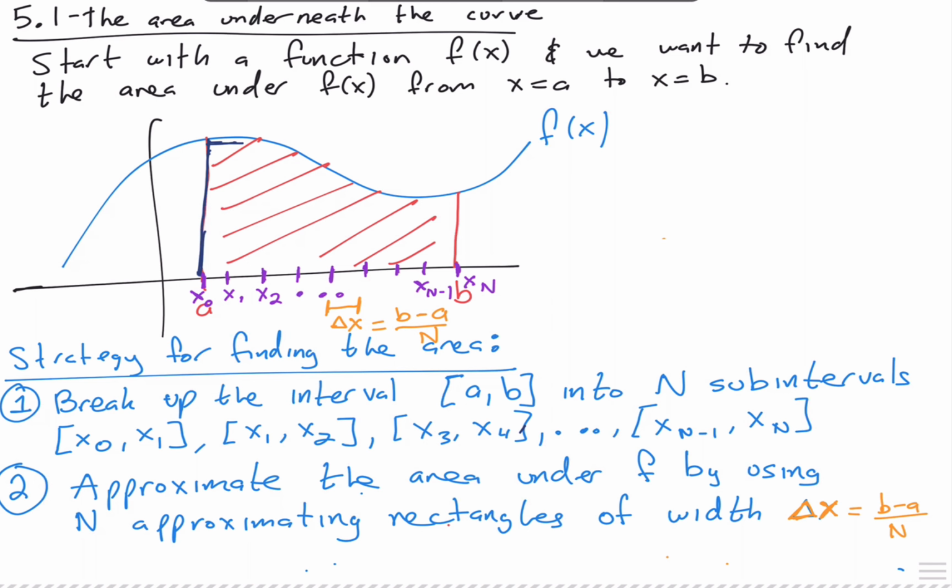Where, see how right here, for example, what's the height of this rectangle? f of x sub 0 in this case, right? Do you guys see that? So notice the left tip of the rectangle is touching. That's because the height is the value of the function evaluated at x sub 0. Does that make sense? Okay, now if I draw another one here at x1, what's the height of this one? f of x sub 1. Okay, good. And then the next one?